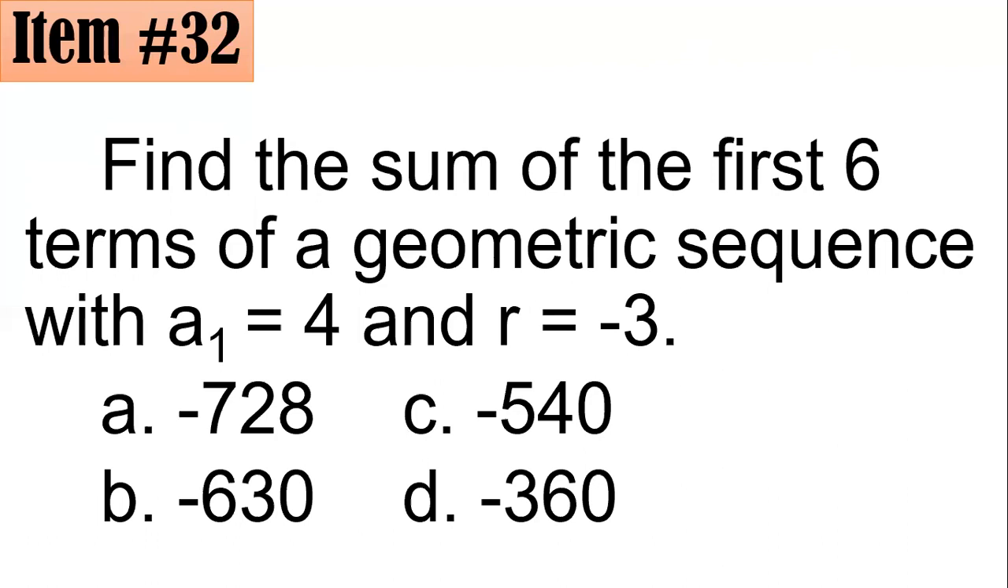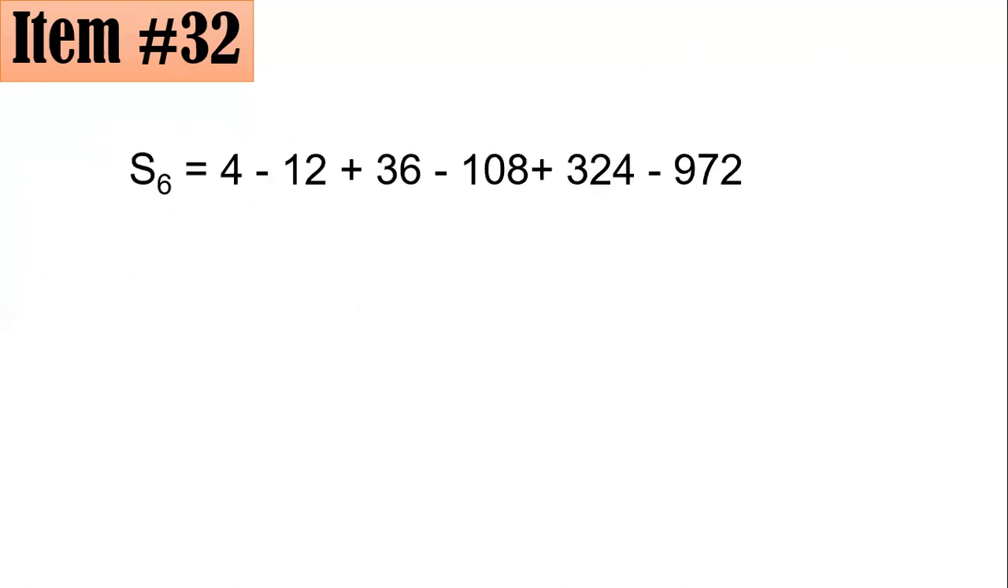For this case, I hope you could still recall that for the meantime, I will be using the long method. You will have this series. Because the common ratio is negative, it's understood that they will have alternating signs. So 4 times negative 3 will be negative 12. Negative 12 times negative 3 will be plus 36, and so on until negative 972.